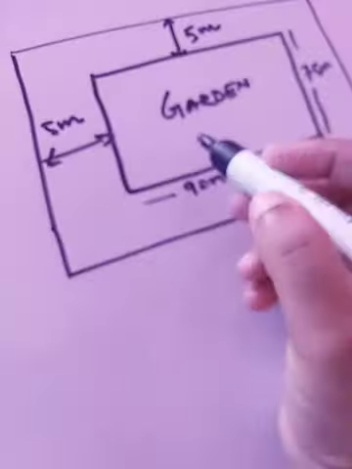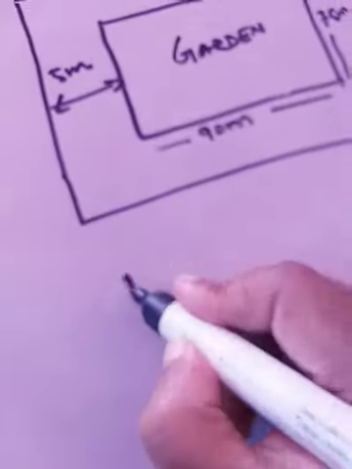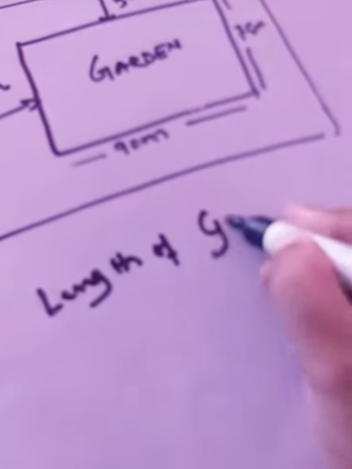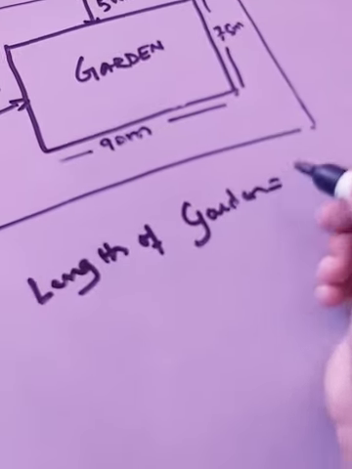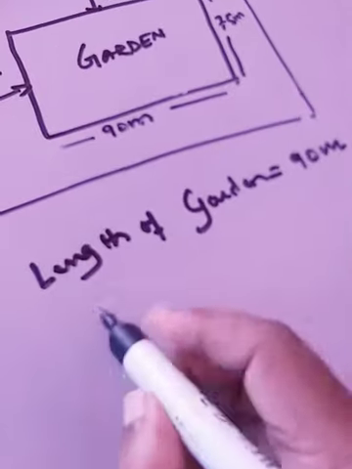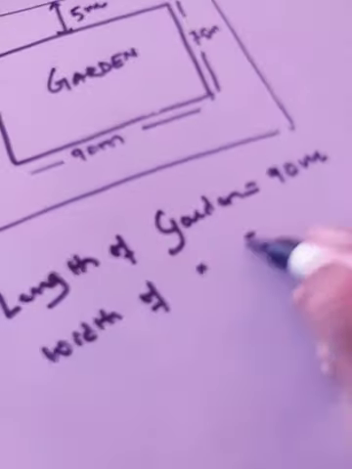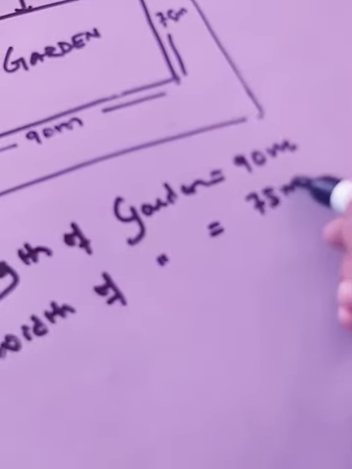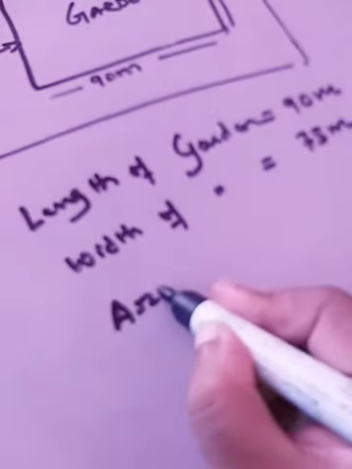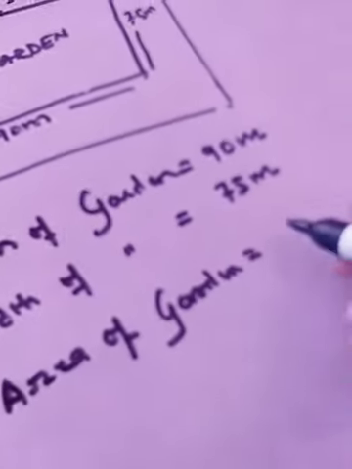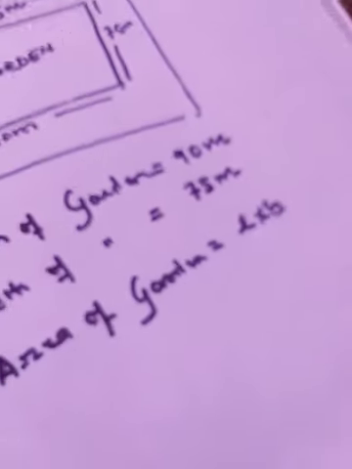So first of all, we'll get the area of the garden. The length of the garden is given as 90 meter and the width of the garden is given as 75 meter. Now get the area. So the area of the garden, as it is in rectangle shape, will be length into breadth.